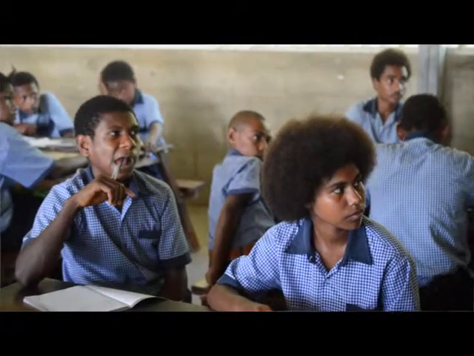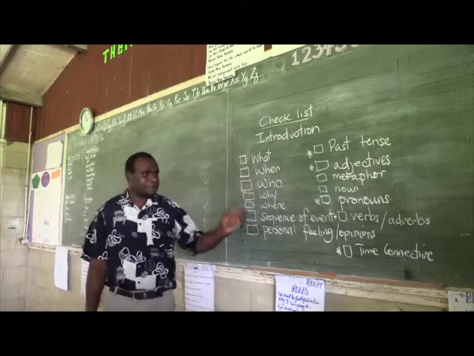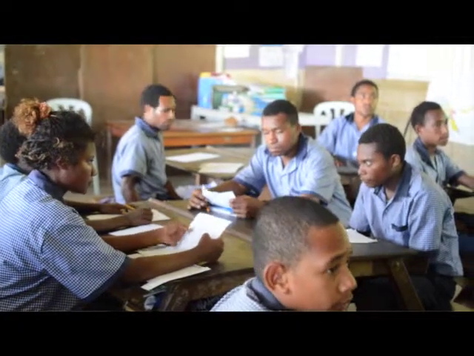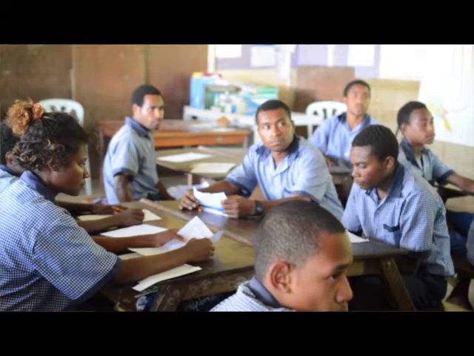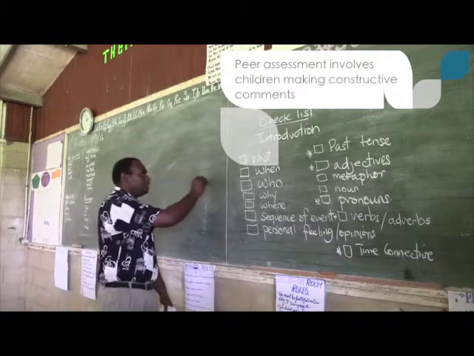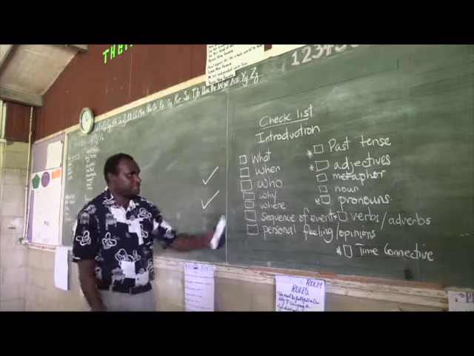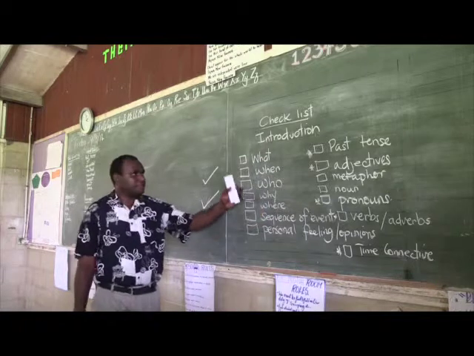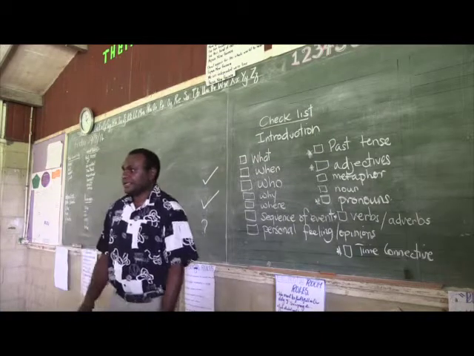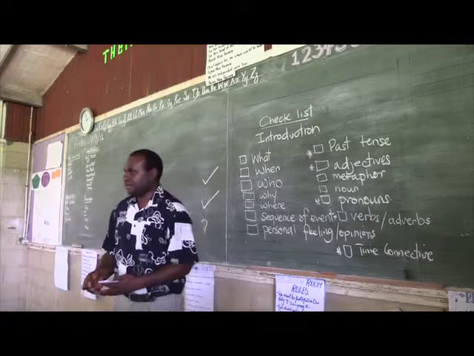Okay, I'm so proud of you. You have done well. We have just gone through our checklist, assessing what we wrote. All right, we are going to give feedback to our friends on their recount. You are going to see, for example, you give two ticks for your friend if he or she has included some of these things in the checklist. Okay, a question mark if they did not include any of those and they maybe need to improve their recount.